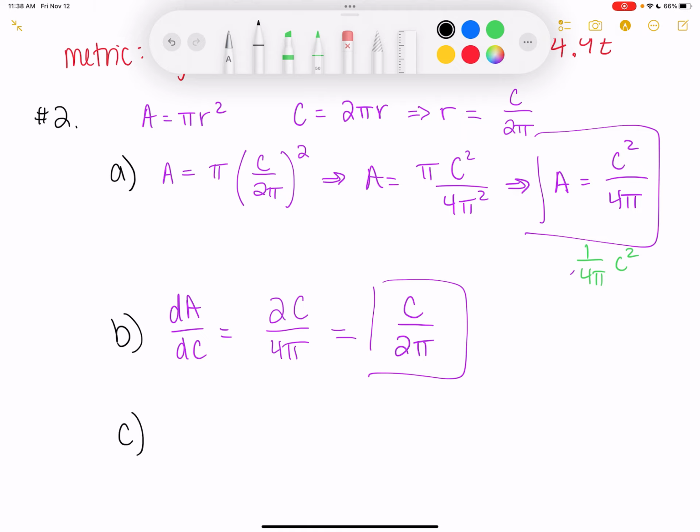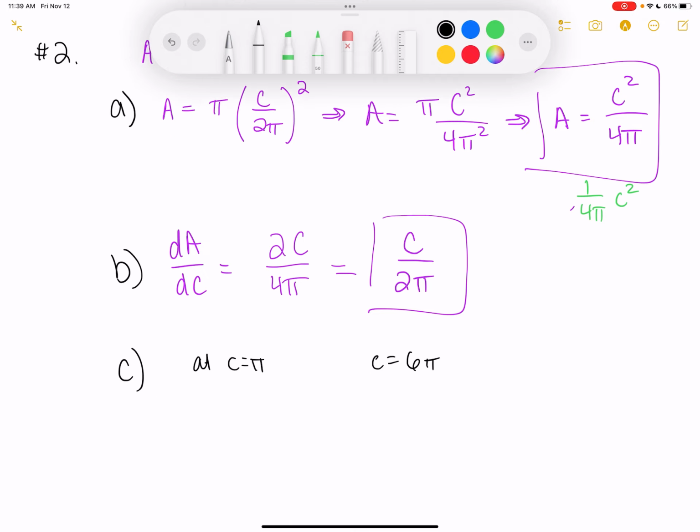Part C then. Evaluate the rate of change of A at C is equal to pi and C is equal to 6 pi. So I'm going to take this and just plug these in. Pi over 2 pi is equal to 1 over 2. And 6 pi over 2 pi is equal to 3.